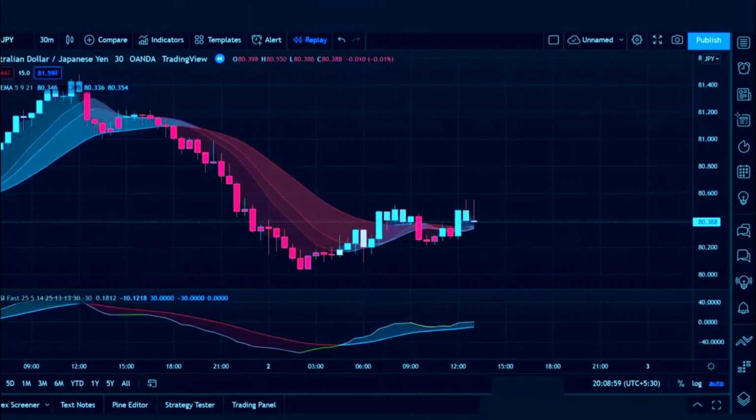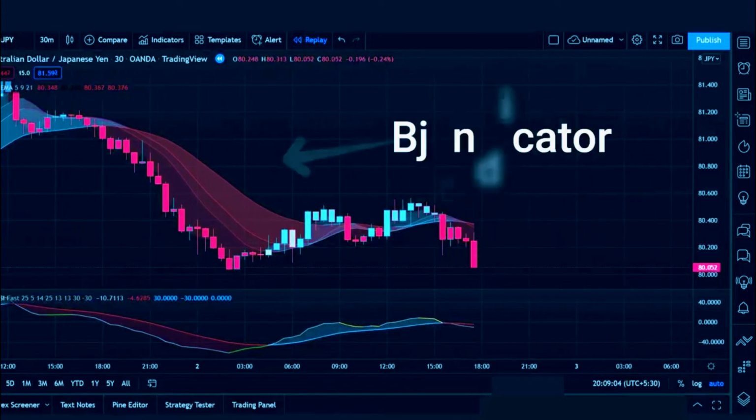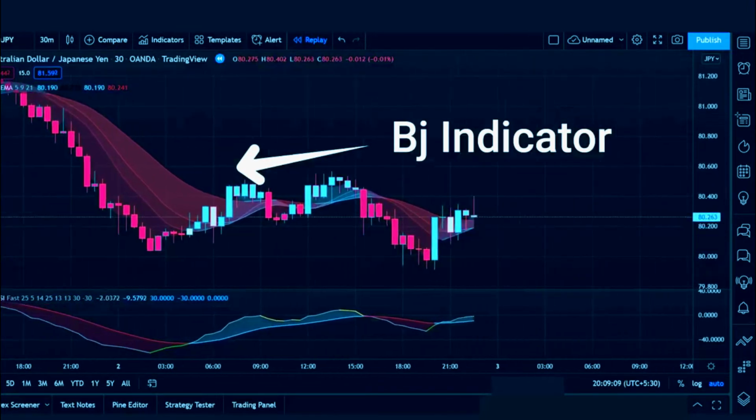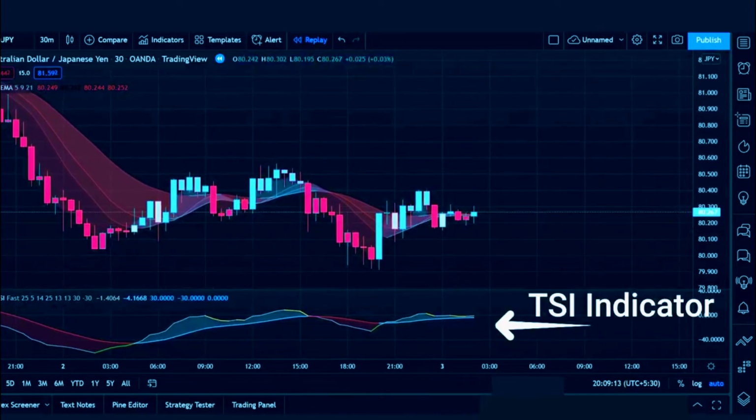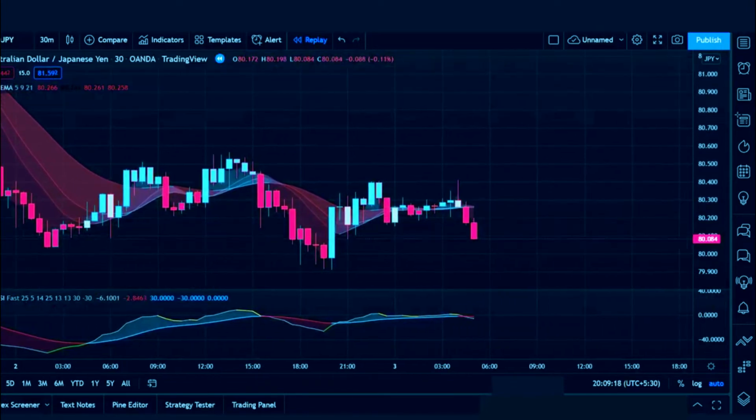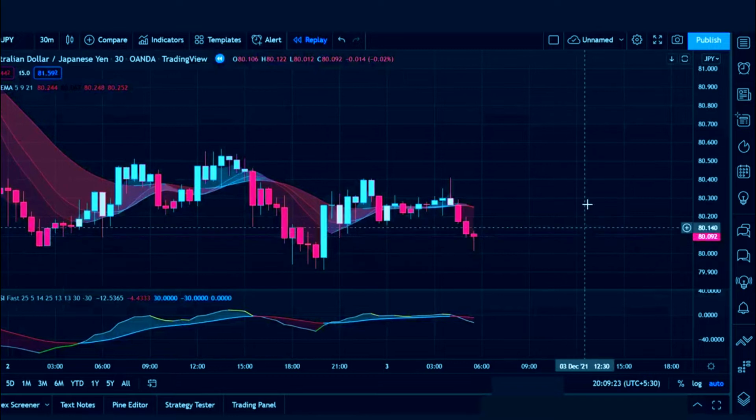First of all, let us know about the trading tools. Here is the BJ indicator, which tells us about the market trend. And at the bottom is our TSI indicator, which helps while booking profit. So let us know how we have to execute the trade.